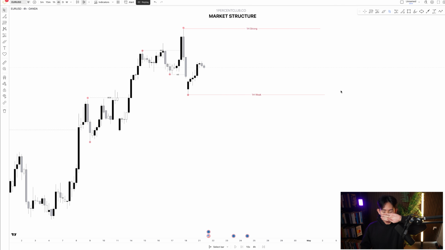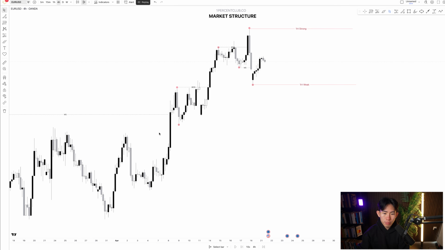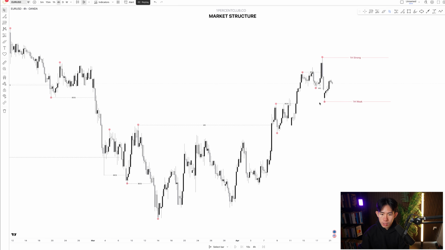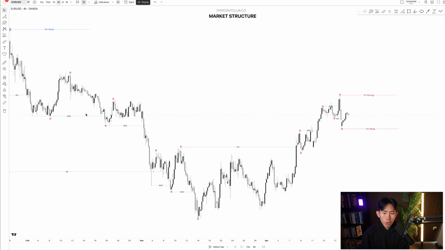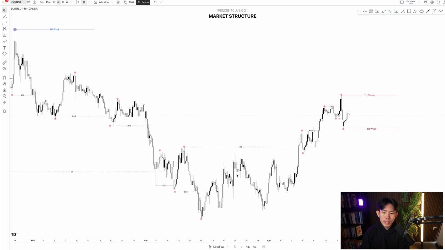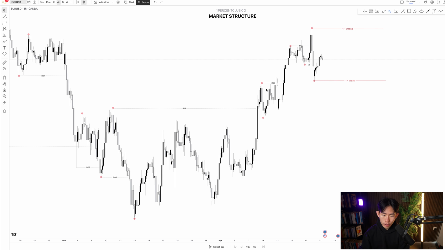So I hope that I've really shown you guys the importance of mapping the market structure and also given you the tools that you need to clearly define who's in control of price. And to keep things simple, market structure is the pattern of highs and lows price tends to leave behind. If price is making higher highs and higher lows, the market is bullish, the buyers are in control. If price is making lower lows and lower highs, the market is bearish, the sellers are in control. And if price is moving sideways just like this without clear direction, the market is ranging.